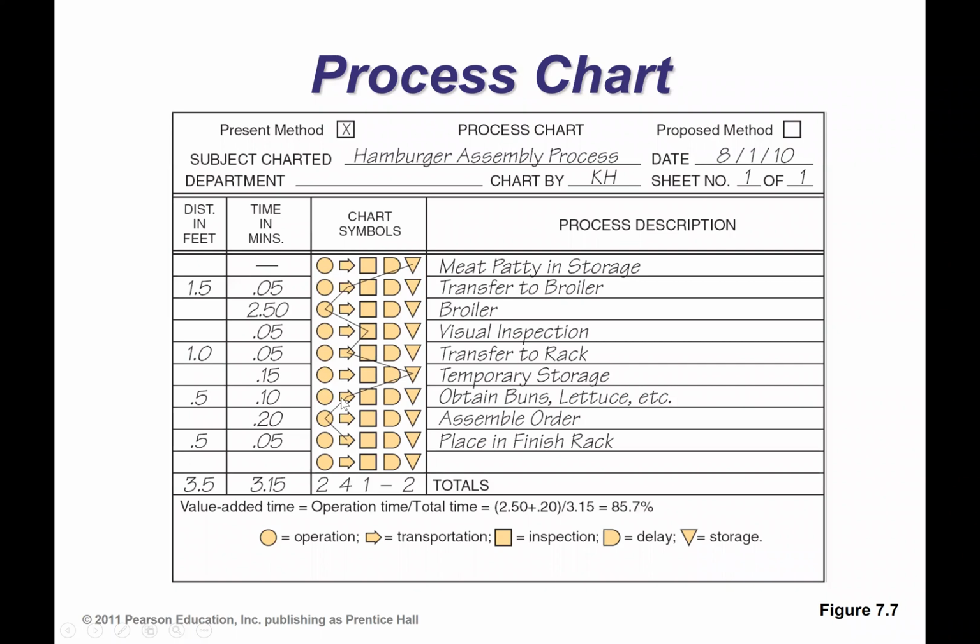Then you get your buns, your lettuce and stuff to put on. I think you're doing a hamburger assembly process, right? Right here it moves to the assembly order, then it's placed on the finishing rack, and I guess the person in the restaurant takes up the hamburger and sends it out to the customer. All right, so I did a lot of this kind of stuff early days at Cadbury's.